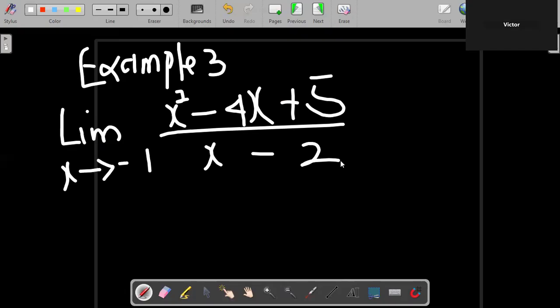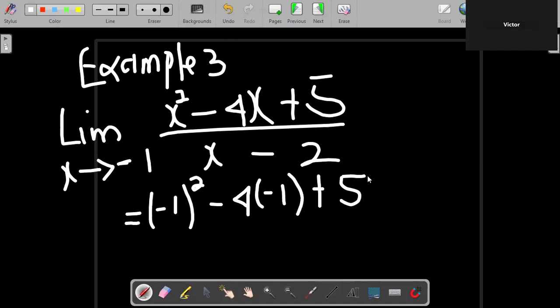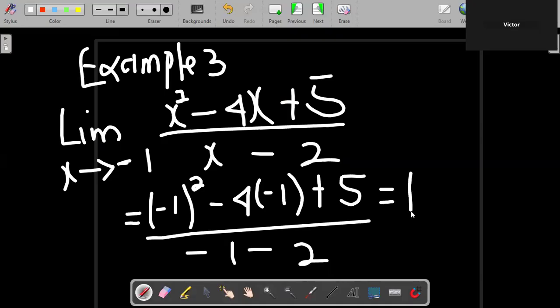I'm done. Okay. So you can first of all try it, to see if the denominator will give you 0. If the denominator does not give you 0, that is the answer. No need to solve. So let's try to put x as -1 first and see. So we're going to have -1 squared minus 4 bracket -1 plus 5 over -1 minus 2. So -1 squared is 1, minus 4 times -1. -4 times -1 gives us plus 4, plus 5 over -1 minus 2.